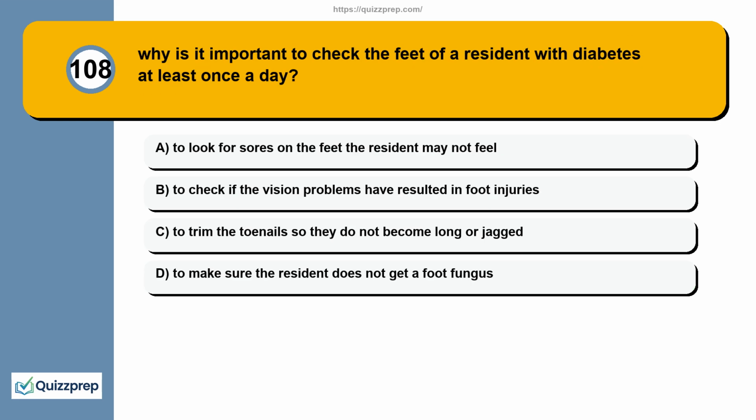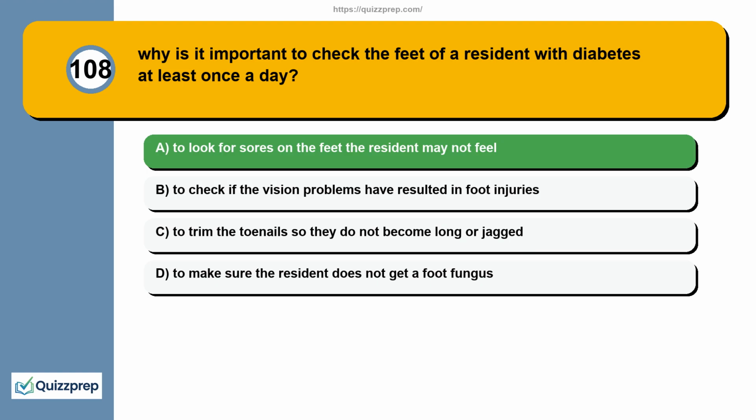Question 108. Why is it important to check the feet of a resident with diabetes at least once a day? Option A, to look for sores on the feet the resident may not feel. Option B, to check if the vision problems have resulted in foot injuries. Option C, to trim the toenails so they do not become long or jagged. Option D, to make sure the resident does not get a foot fungus. The correct answer is option A, to look for sores on the feet the resident may not feel.